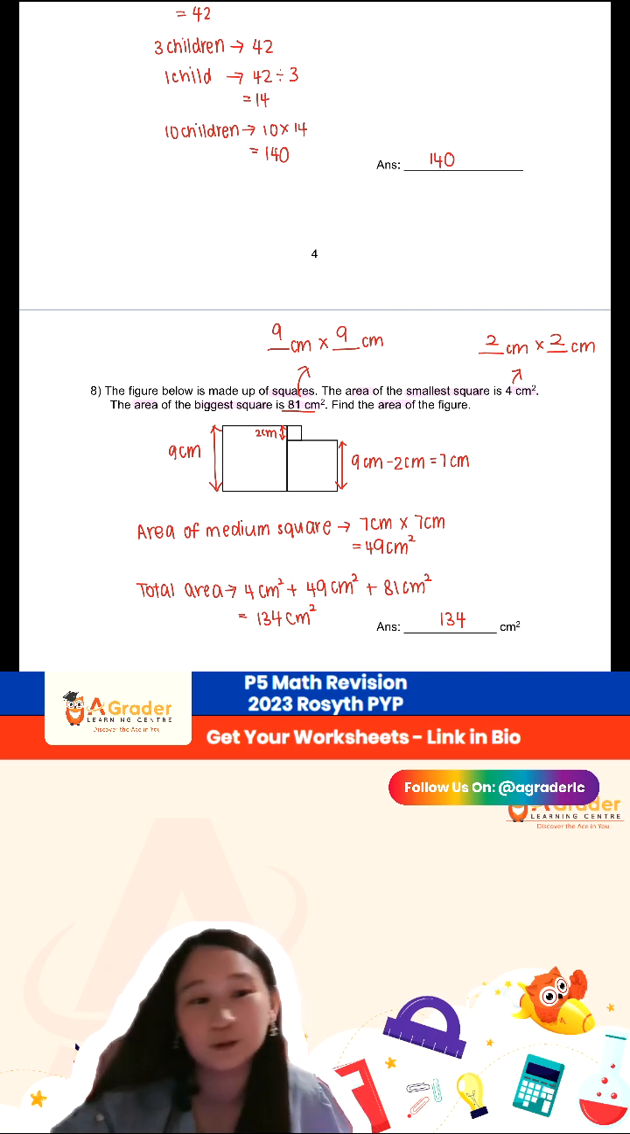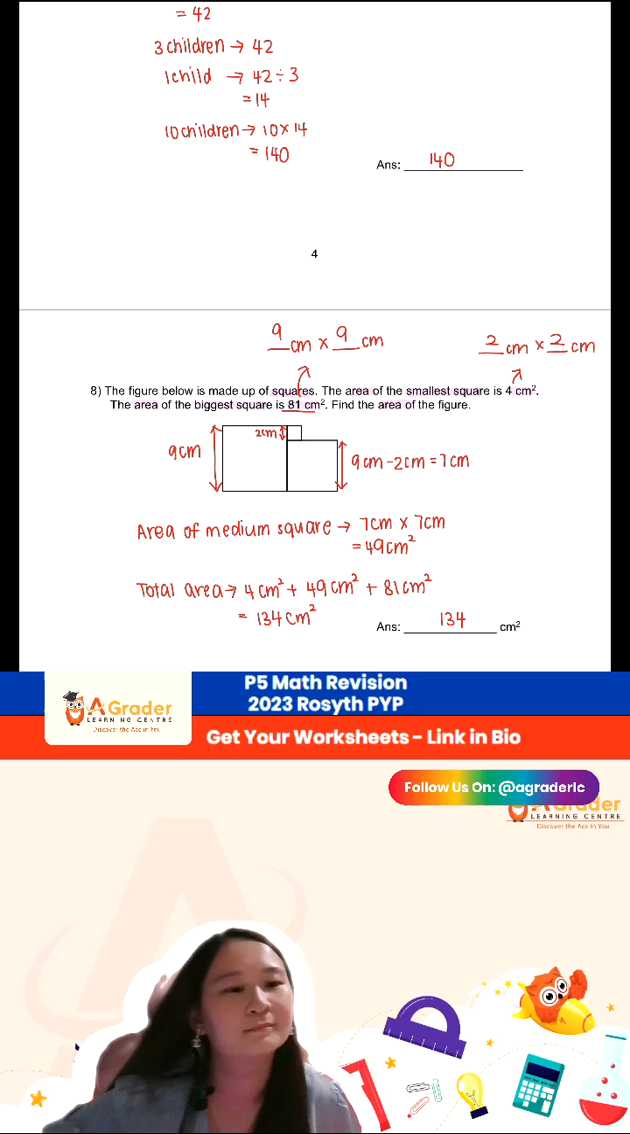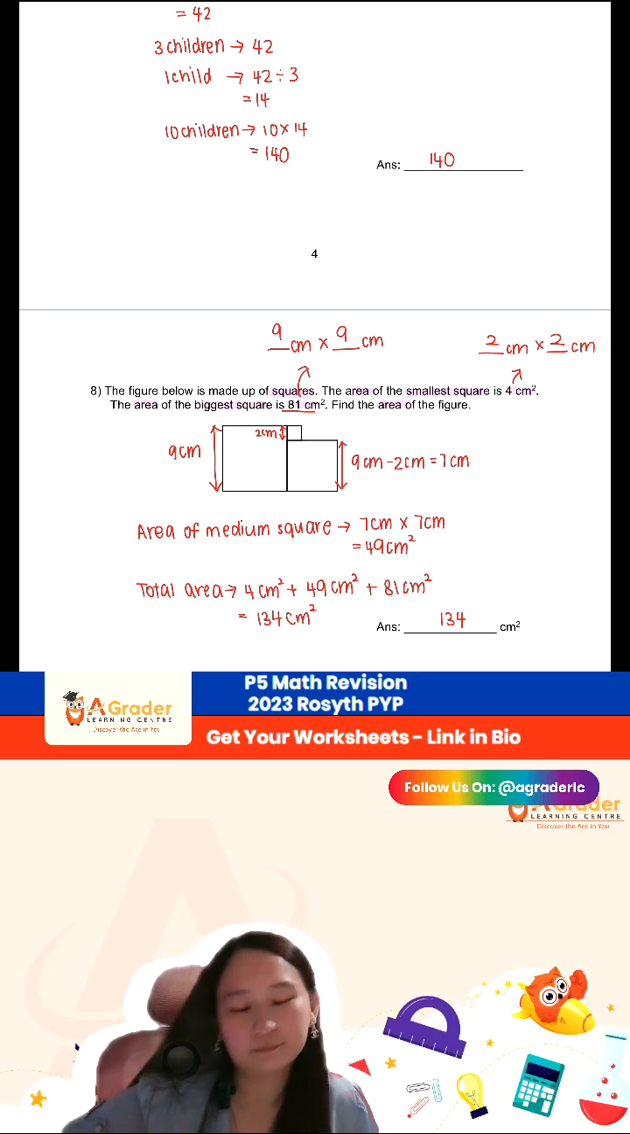Why is the answer 100? Which part you don't understand?